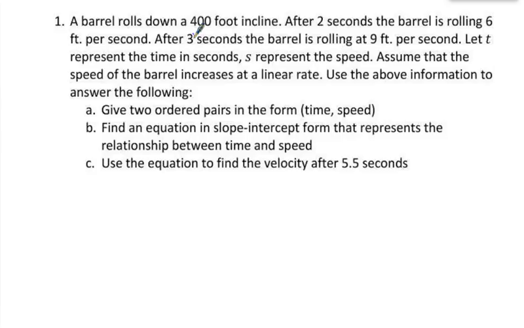A barrel rolls down a 400-foot incline. After 2 seconds, that barrel is rolling 6 feet per second. But after 3 seconds, it's rolling 9 feet per second. T is going to be time in seconds, S is going to be speed. And we assume that the speed of the barrel will be increasing at a linear rate.